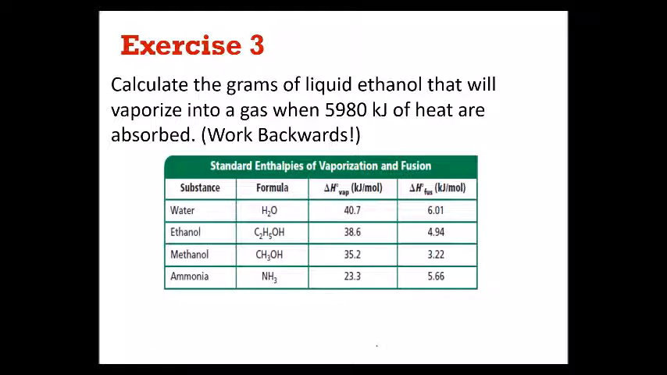But once again, we need our chart here. So which value am I looking for ethanol? Ethanol is the second row. Which one would I need to work this problem? Yes, definitely the vaporization because it says vaporize to a gas. So we are going from liquid to gas, we want the 38.6 kilojoules per mole. Exactly right.